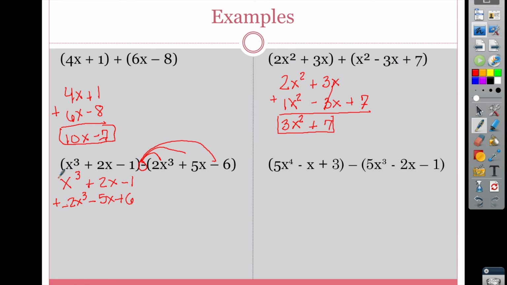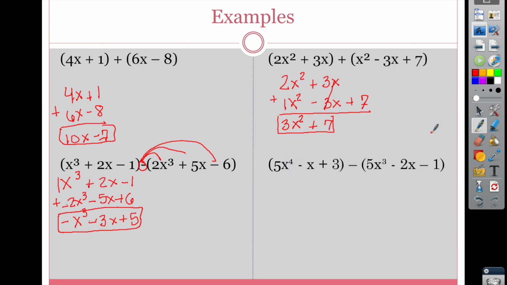Okay, now let's add like terms. So 1 plus negative 2 is negative 1. So it becomes negative x to the third. And 2 minus 5 would be negative 3. Then we keep our variable, x. Then we add negative 1 plus 6, so 5. So our final answer would be negative x to the third minus 3x plus 5. Okay, let's try one more example.